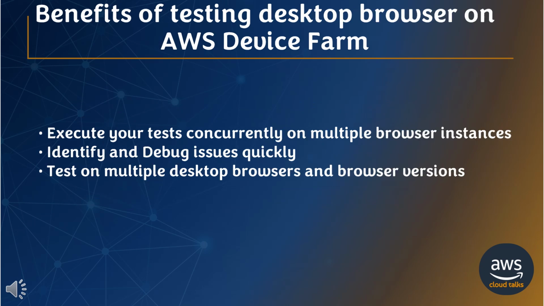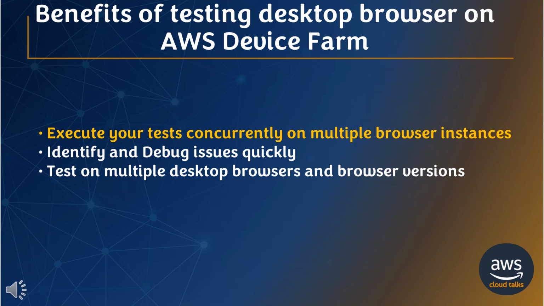Now let's talk about the benefits of desktop browser testing on AWS Device Farm. AWS Device Farm offers the following benefits of testing desktop browser for an organization. Execute your tests concurrently on multiple browser instances. Identify and debug issues quickly. And test on multiple desktop browsers and browser versions. Let's explain each of these benefits.